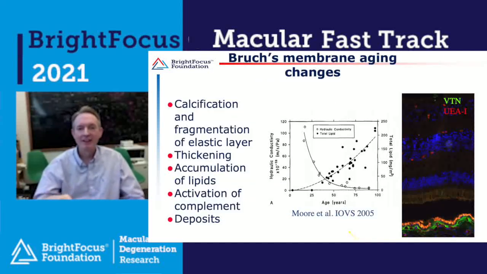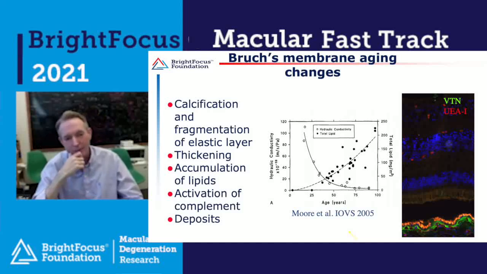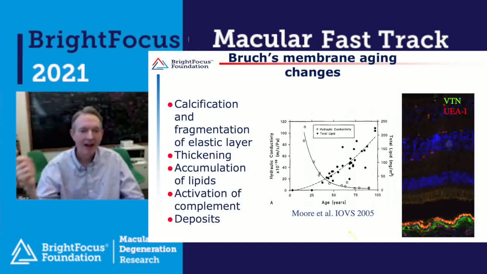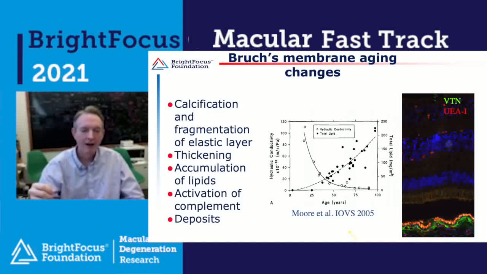During aging, as Dr. Hollyfield mentioned, Bruch's membrane undergoes some changes that can occur in normal aging. These include things like a loss of hydraulic conductivity. If you try to pump water across Bruch's membrane, you can pump it more with less force in a young Bruch's membrane than an older Bruch's membrane. It becomes calcified, it thickens, accumulates lipids, accumulates complement components, and accumulates deposits. And these deposits are really the interesting feature that we can see clinically, and that are especially interesting in the case of macular degeneration.